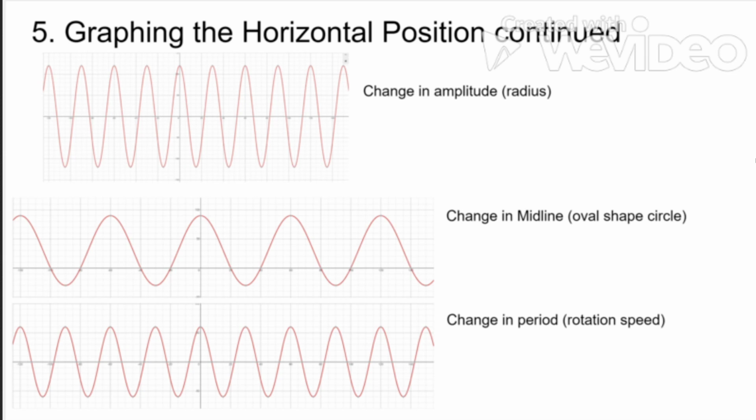Now, if you change the midline, for example, if we added 20 in this case to the midline, it'll just push the entire graph up. Now, if we change the period, which is rotation speed, the amount of time it takes for the person to go around the circle will either decrease or increase, which means the waves will get smaller or bigger.